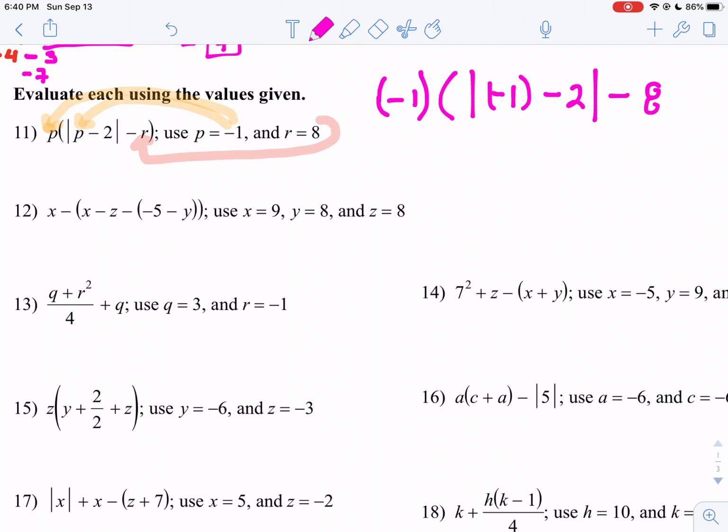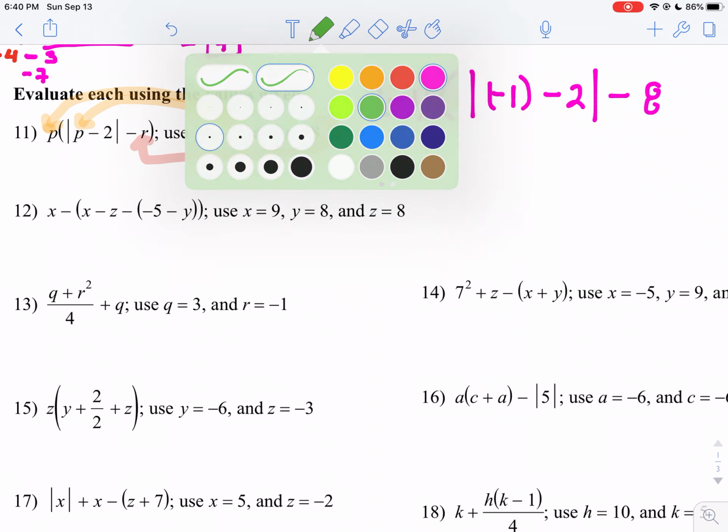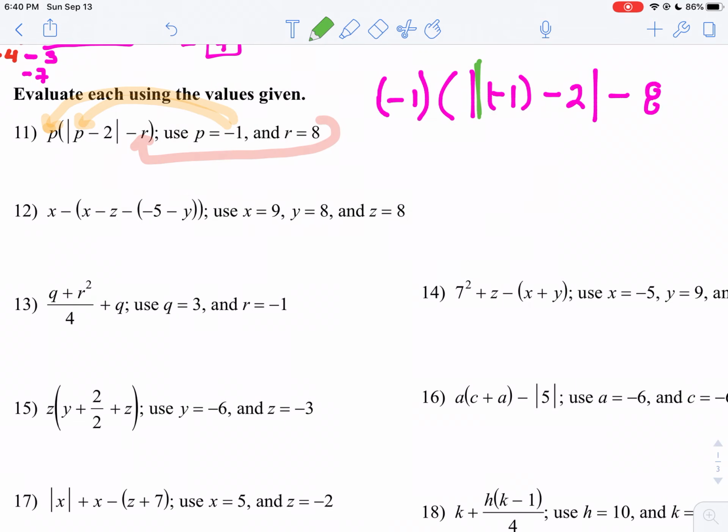Order of operations says do what's inside the parentheses first. So we are going to take care of this absolute value. Remember, the absolute value of a number is really the distance from 0. So if you have a number which is positive or negative, your answer will always be positive. You are looking at -1 added to -2, it's -3, but the absolute value of -3 is a 3. So that whole thing is a 3.